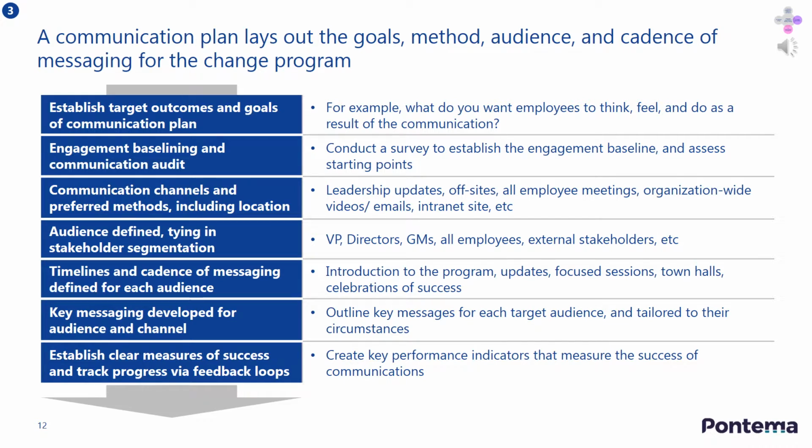Timelines and the cadence of the messaging are also important, including the flow and rhythm of messaging to specific audiences. A feedback loop with some key measures of success, such as the reach of a particular messaging campaign and how it was received, allows change leaders to adapt the plan for future success.